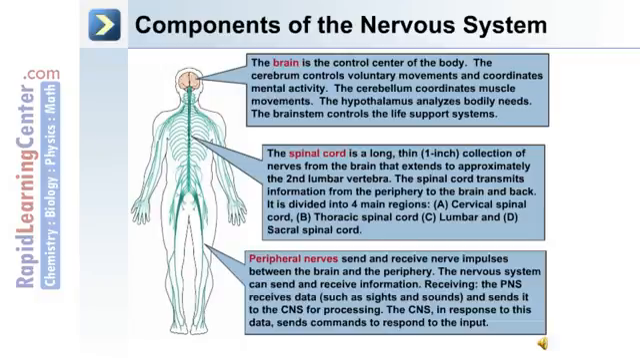The nervous system can send and receive information. When it's receiving, the peripheral nervous system receives data such as sights and sounds from the periphery and sends it to the central nervous system for processing. The central nervous system, in response to this data, can send commands or motor impulses to respond to that particular input.